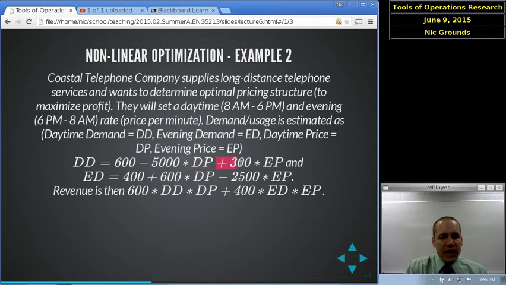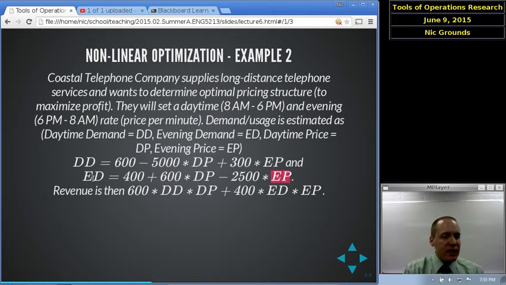However, daytime demand increases when the evening price, the price for calling in the evening, increases. So if it's more expensive to call in the evening, people are more likely to call during the daytime. And so forth for evening demand. So evening demand has some base 400, say, minutes, plus 600 minutes for every $1 increase in the daytime price, minus 2,500 minutes for every $1 increase in the evening price. So when evening price is increased, we charge more.